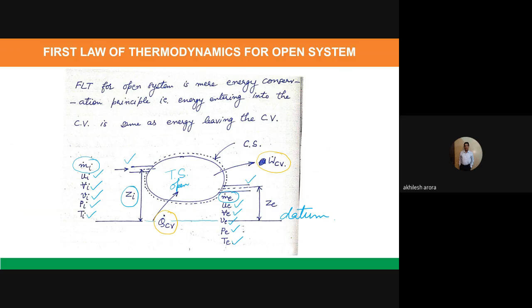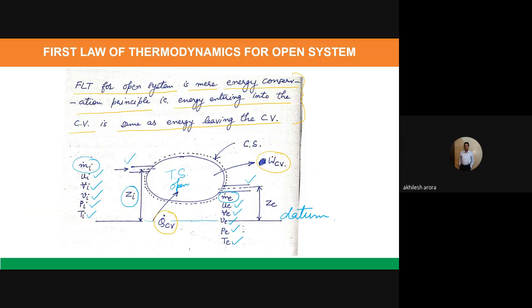Now, what is actually first law of thermodynamics for an open system? Now, first law of thermodynamics for an open system is mere energy conservation principle. That is, energy entering into the control volume is same as the energy which is leaving the control volume. So we should not worry about it. That means its energy in is equal to energy going out. So let us see how we can apply this.